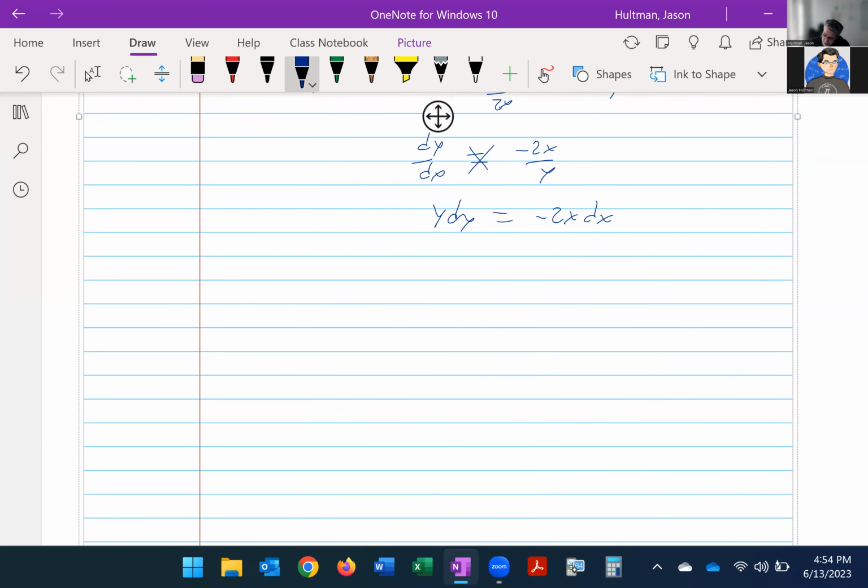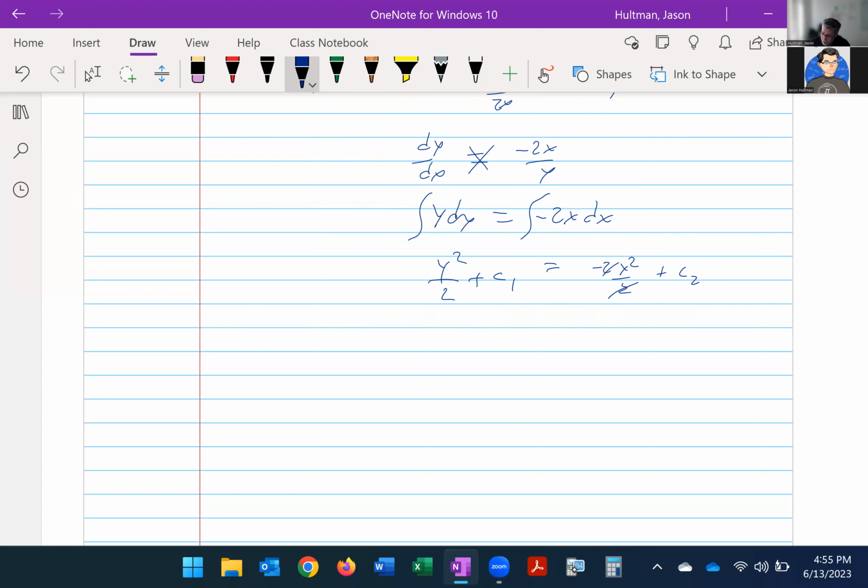We can now take the integral of both sides. What's the integral of y with respect to dy? Now we're not integrating with respect to dx; this is y with respect to dy. Well, that's real easy. That's y squared over 2 plus a constant, I'll let that be c1. And then what about over here? Now it's negative 2x integrated with respect to dx. That's going to be negative 2x squared over 2. The 2's cancel, and I'll call that plus c2.